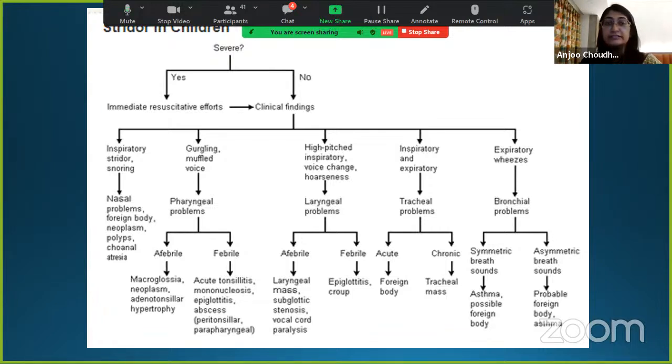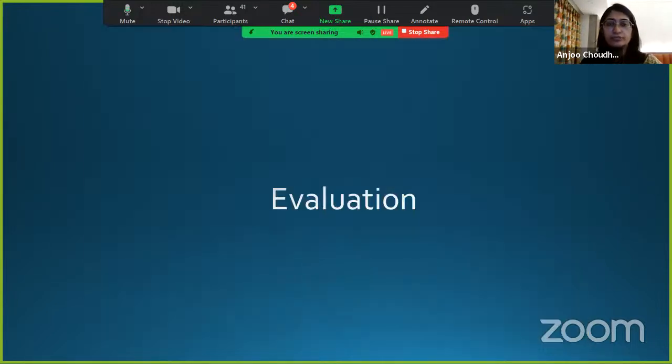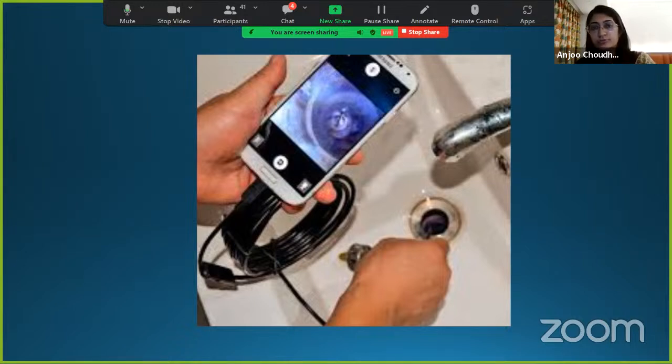So now when such a child comes to an ENT or an airway person, how do we evaluate? This is a picture of a plumber who is using a very primitive endoscope, going into a tiny pipe and seeing what is obstructing. So we have taken that same principle, though we do it in a little more polished way.